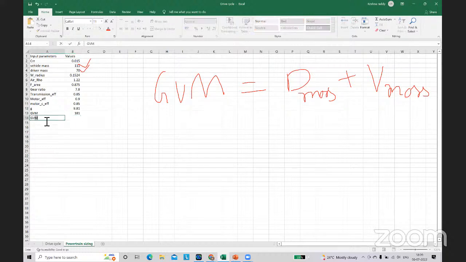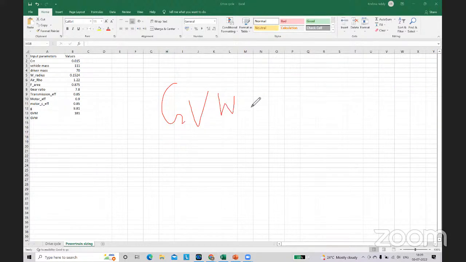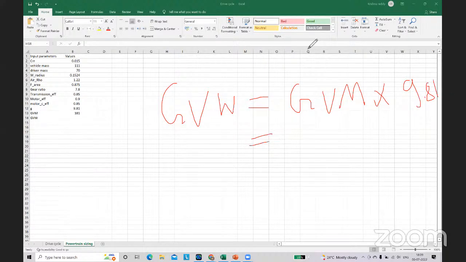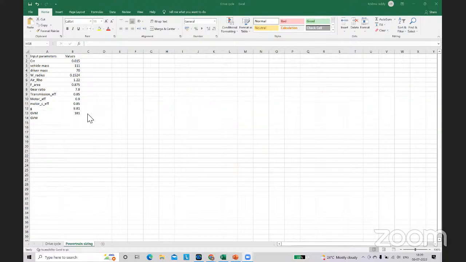Now, GVW. So we got to know GVM multiplied with acceleration due to gravity. Okay. So this is gross vehicle weight. Okay. So now what I'm going to do, just multiply. Equal sign. So GVM multiplied with acceleration due to gravity.